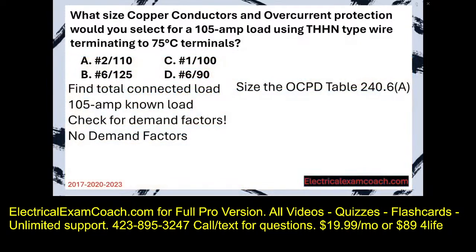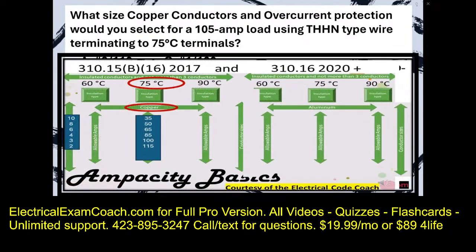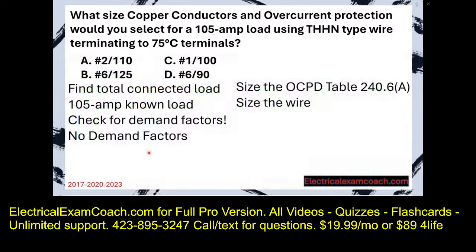Now, let's size the wire. For that, we head to our primary ampacity table. The known load's 105 amps. We're on the copper side of the table because that's what the question said. We're in the 75 degree C column. And we go down and find a wire that covers the known load, 105 amps, and we're going to end up with a number 2 wire on a 110 amp breaker.